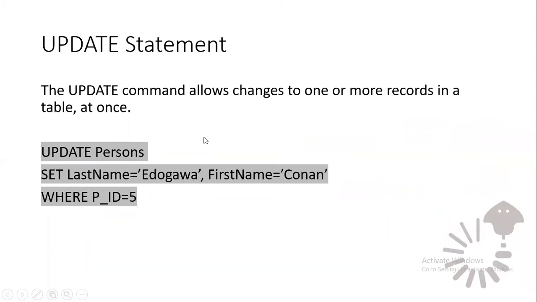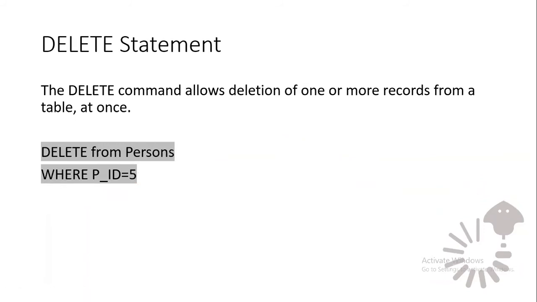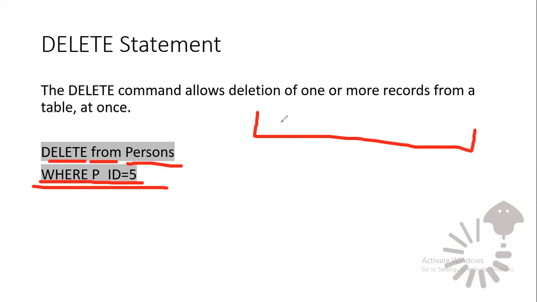And we also have delete statement. For delete, of course, delete. We are removing. It allows deletion of one or more records from a table at once. So, syntax is delete keyword from. Again, specify the table. From table persons, tulad ng update, you have to specify anong record. Kung hindi naka-specify kung sino, wala kang where condition, yung unang record yung i-delete niya. Yung una niya makita. Okay?